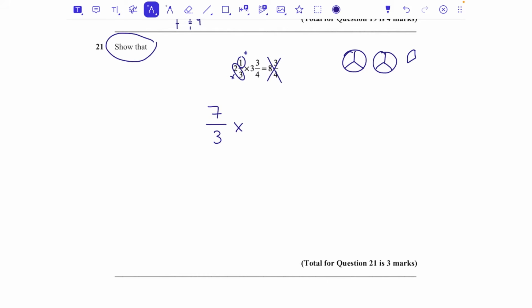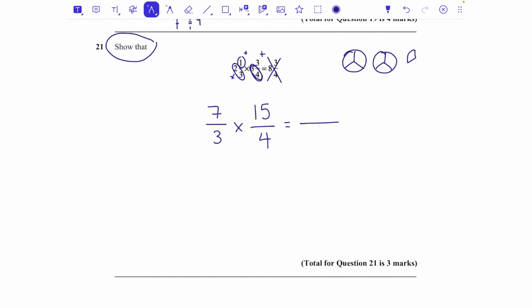Times, and again here we're going to do big times bottom, add on the top. 3 times 4 is 12, add the 3 is 15/4. Now when we times fractions, we actually don't need to make the denominators the same. When you add and subtract fractions, you do need to make them the same. But when you're timesing, you do not need to make them the same. You can just multiply across.